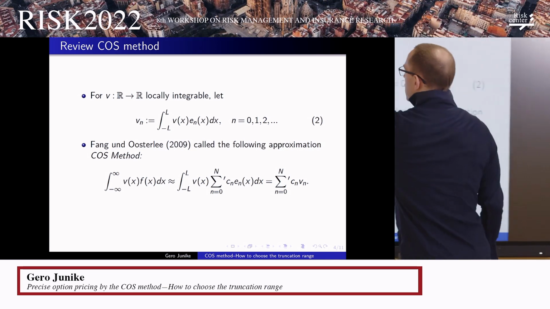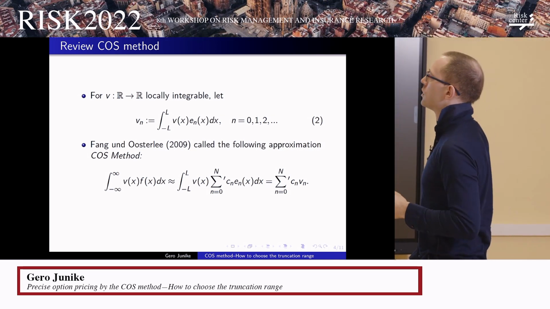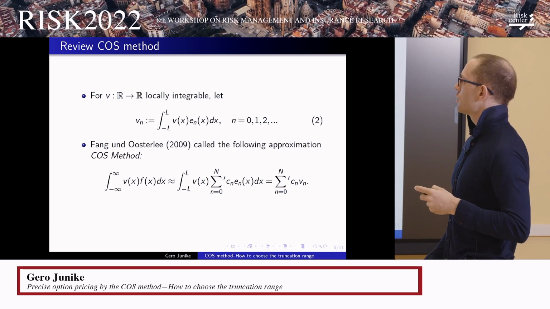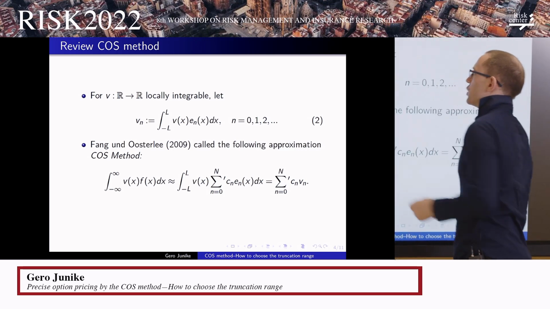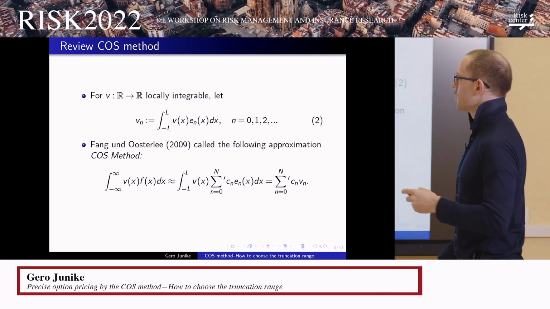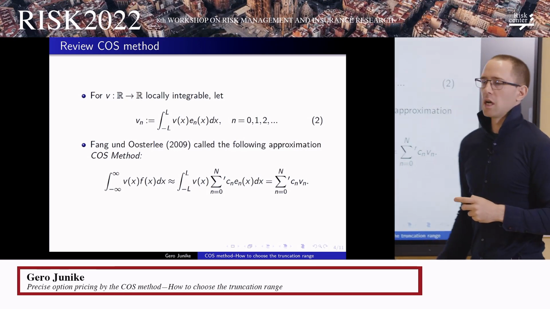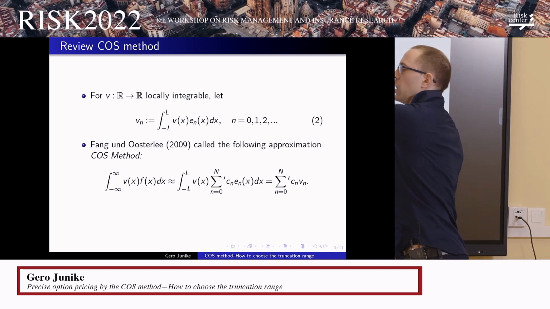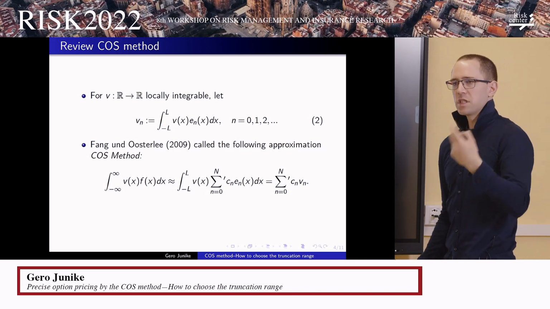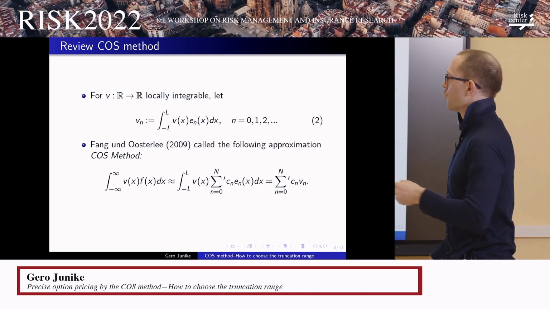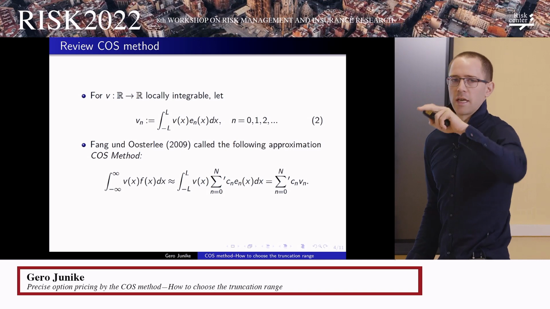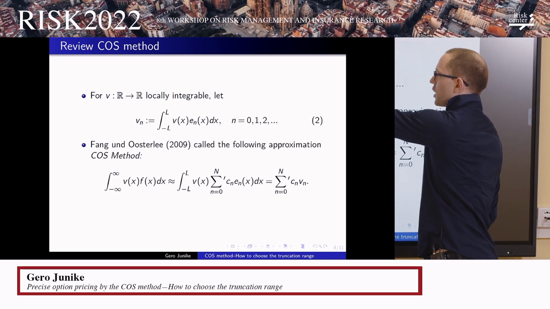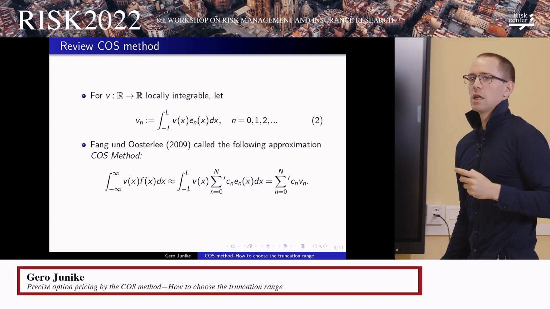Then for some function v, so v is the payoff function of our put option, we can define some coefficients V_n by the integral from minus L to L of v times the basis function. And for put options, this V_n can be solved explicitly as well. So v of x is just a truncated exponential, and the integral of an exponential times some cosine function can be solved explicitly.